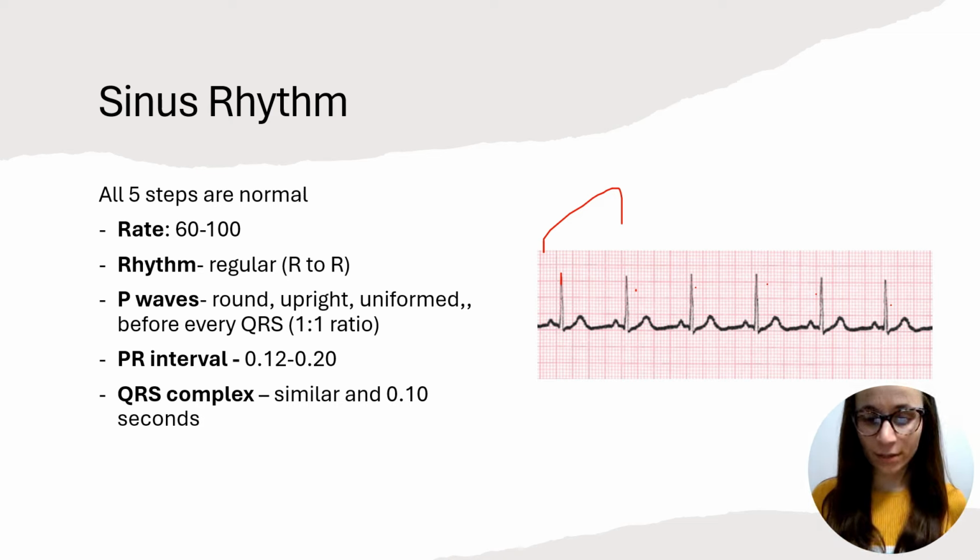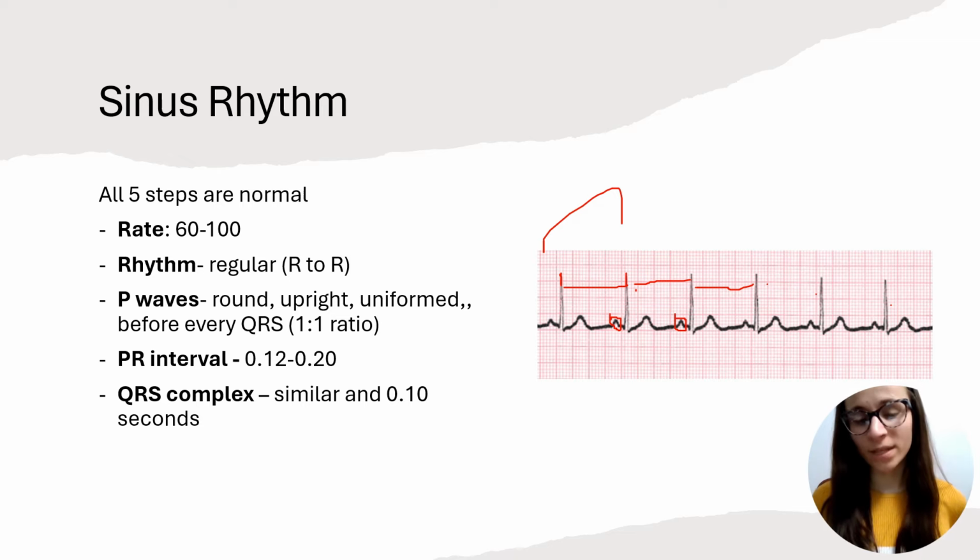Rhythm, here's your R wave. Here's your R wave. You would calculate how many boxes are between them. Is that the same? Same distance. Same distance. So we're good. Rhythm is called regular. Then we look at the P waves. P waves are round, upright, uniform, and before every QRS. So perfect. Our PR interval over here is under 0.20 seconds. Then we go into QRS complex. We like them narrow. We don't like it wide, and as we see over here, they're perfectly narrow. They're less than 0.10 seconds. So over here, we have a perfectly good normal sinus rhythm.